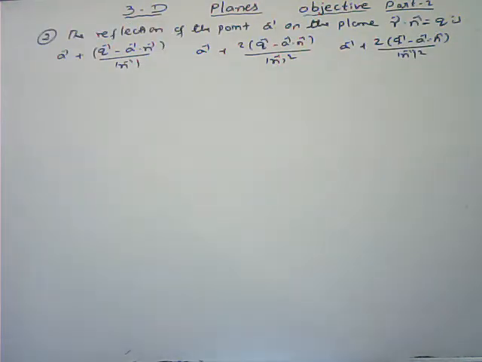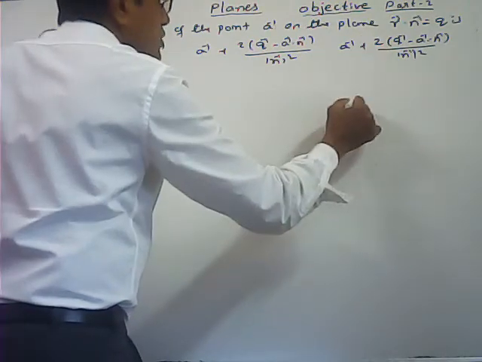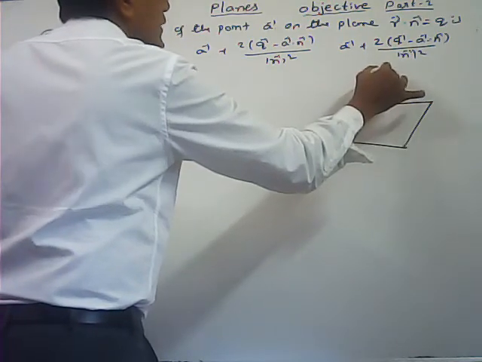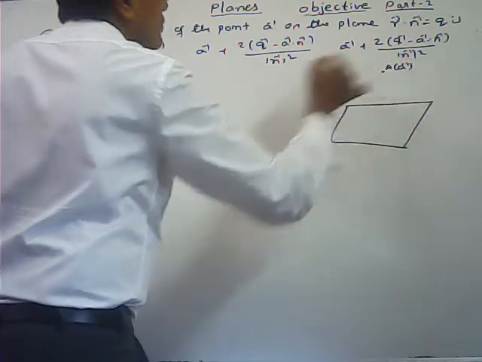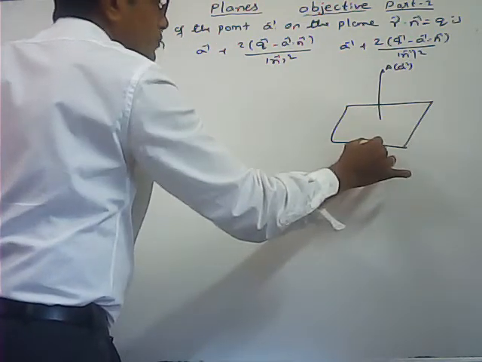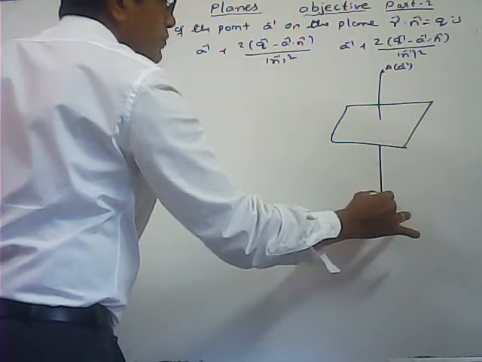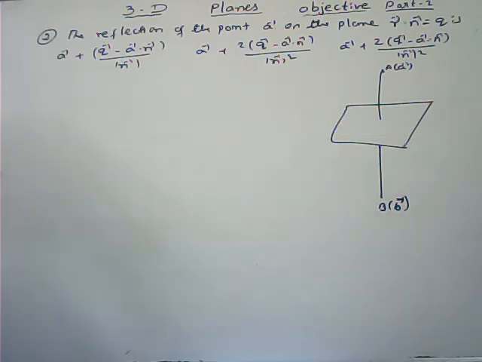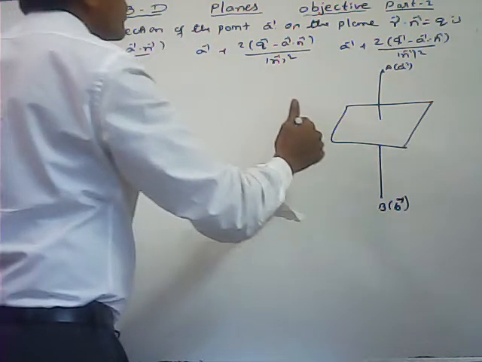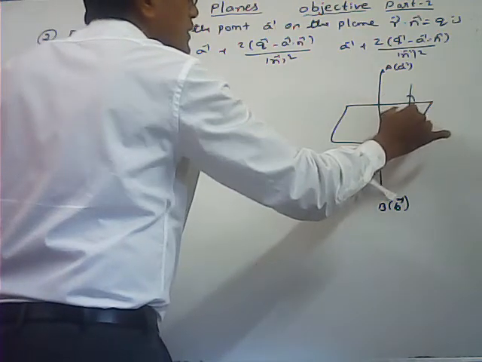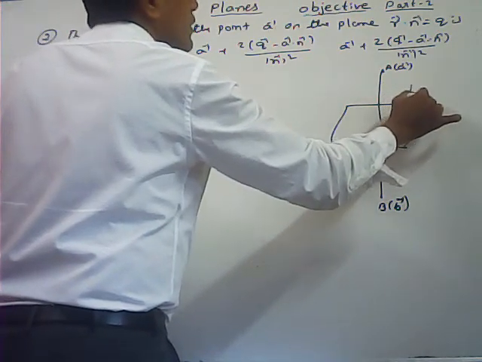Next one, the reflection of the point A bar on the plane R bar dot N bar is equal to Q. Here one point is there whose position vector is A bar. The reflection of that point with respect to that plane, I am taking as B bar. So here I want B bar in terms of A bar, N bar and Q. What are the normal DRs of this plane? N bar only.